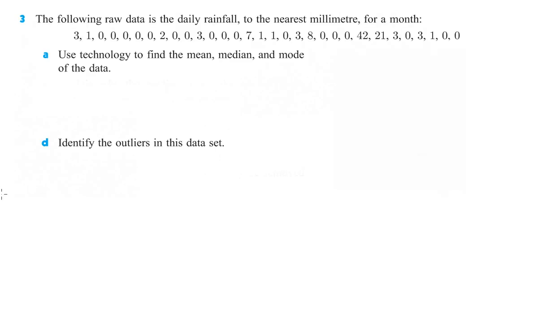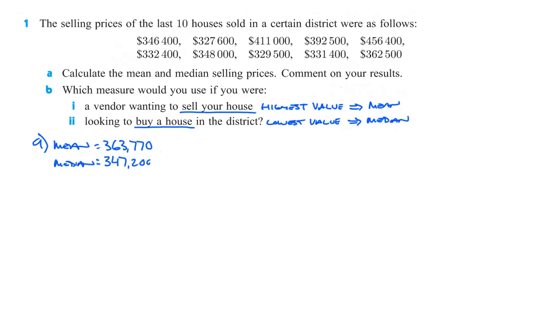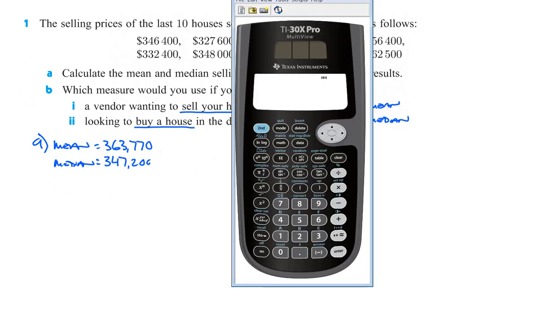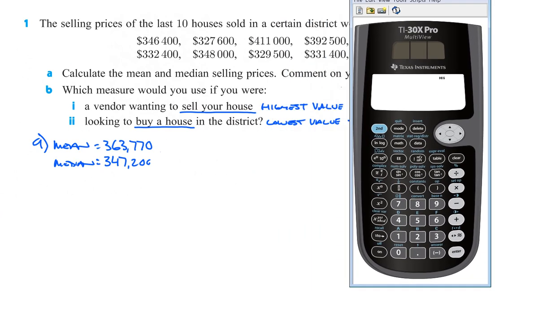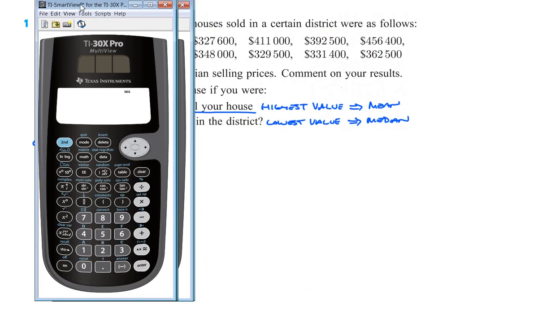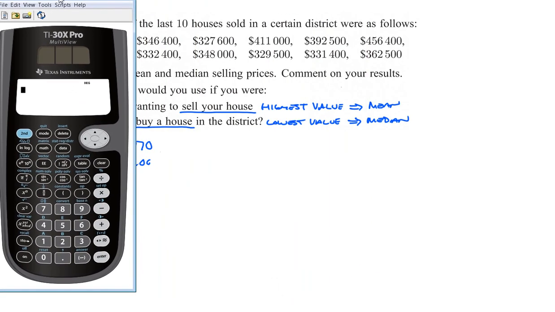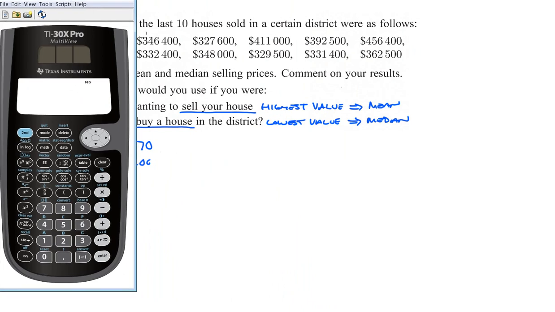Taking a look at number 3. Following raw data is the data. Oh, sorry, let me go back. I'm going to go back really quick, and I'm going to show you how to do this exact same process here on the scientific calculator. This is pretty similar to what we have in class. It looks a little different, but it basically does the same stuff.